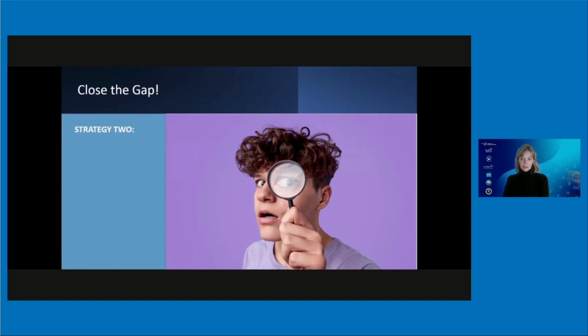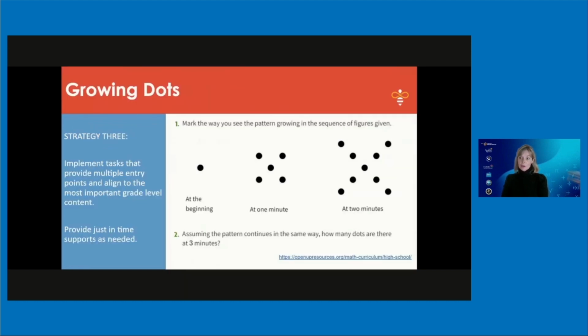This leads me to share strategy 2. Start the year with the most important grade level content via the understanding of the major work of the grade. Instead of reviewing, start with grade level content and provide just-in-time supports as needed. Asset-based instruction provides access to grade level content for students, with the understanding that math is a web of ideas. So this takes us to strategy 3.